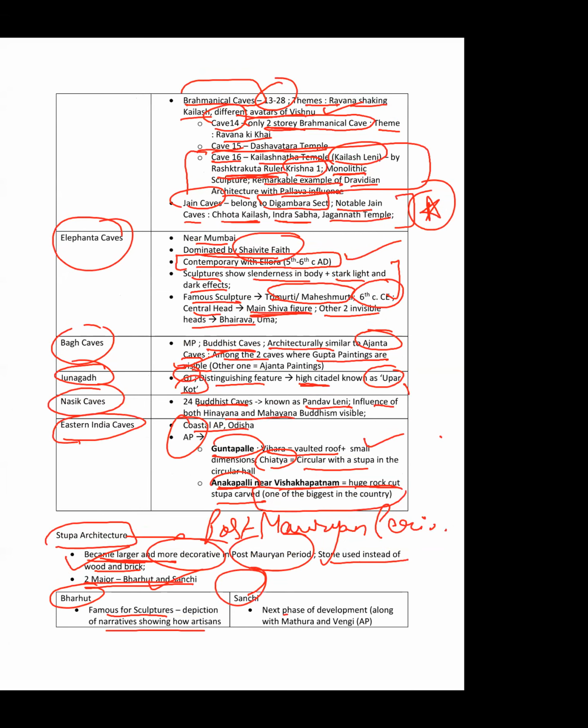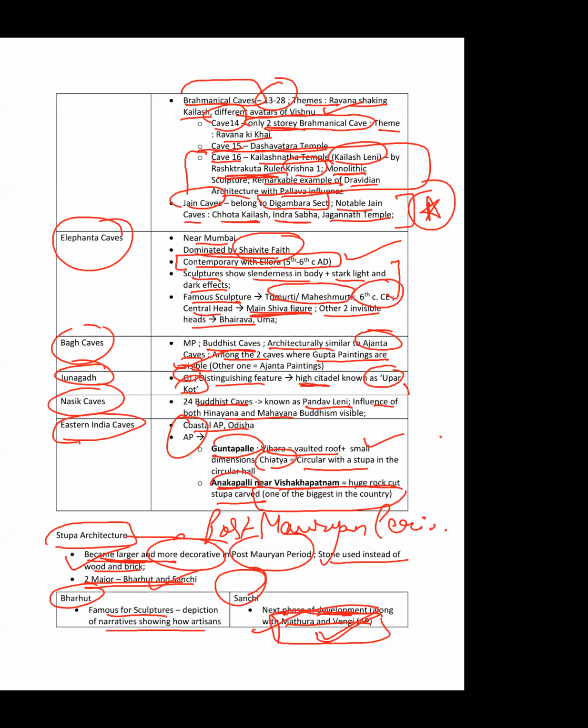Sanchi, next phase of development, that is in the post-Mauryan period, right? This development gained further momentum, right? Otherwise, the Sanchi Stupa development started in the Mauryan period only, right? And this developed along with Stupa development at Mathura and Vengi, right?